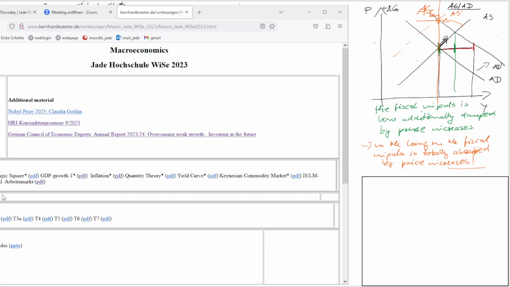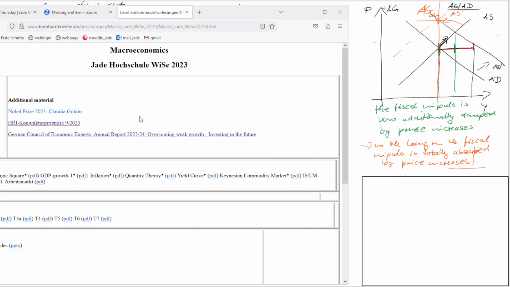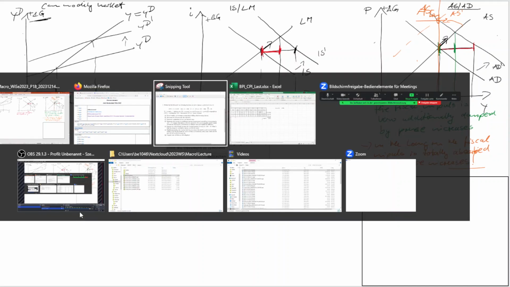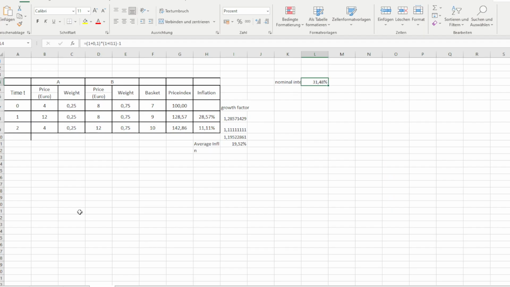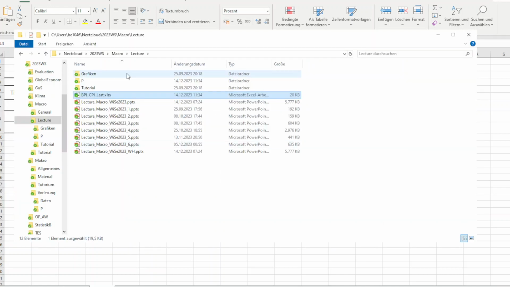That I can also, oops, what is this? This one I do not want to save. This one I want to save. And this one also, so that I can upload it later on. And now I want to do a revision. This one.